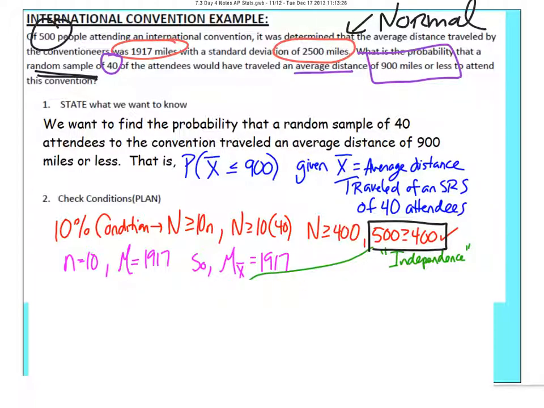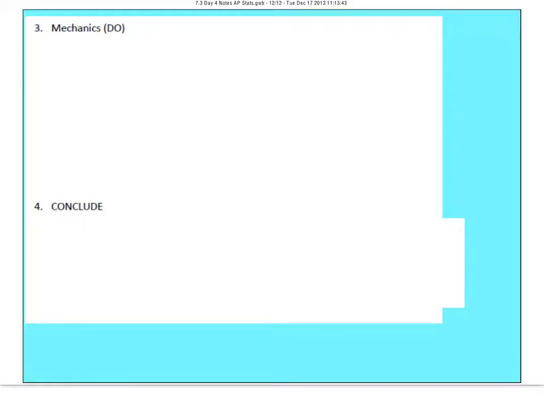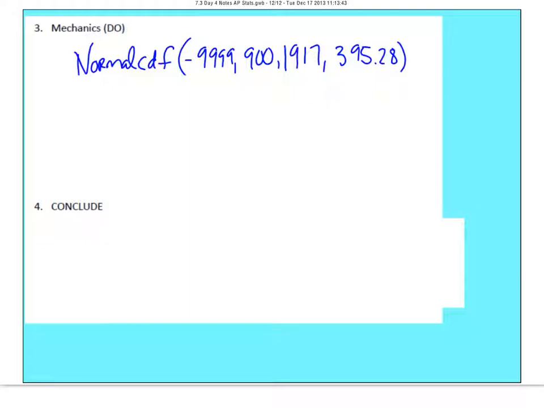The mu for this one, the mean of our population in this case is 1,917. So our mu of x bar we assume is the same thing. The standard deviation, we do just have to adjust for our sample size. Standard deviation of our population is 2,500. Therefore, the standard deviation of our x bar is going to be 395.28. To do the probability computation here, I'm just going to do normal CDF. We want less than 900, so our lower bound and our upper bound, our mean and our new standard deviation here is going to give us a probability of 0.005.